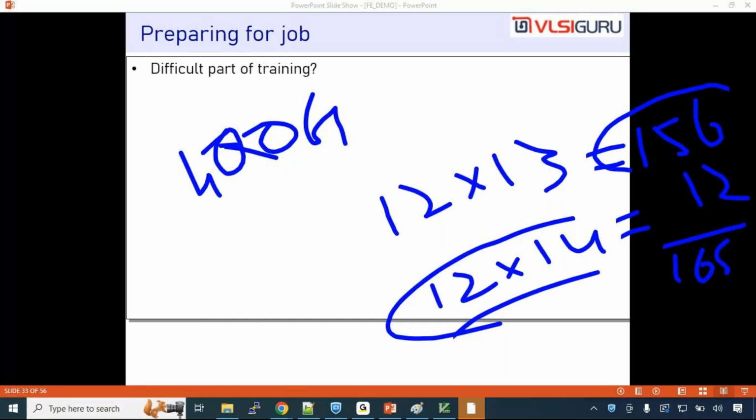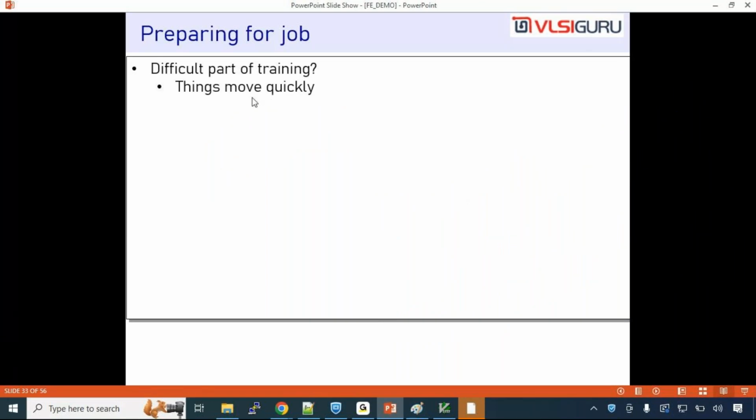Again, when it comes to the third thing, I'm not telling that you should be 100% perfect. You don't need to know 100% questions. What you don't know, you should get the support. Okay. So the next difficulty: things move quickly actually.